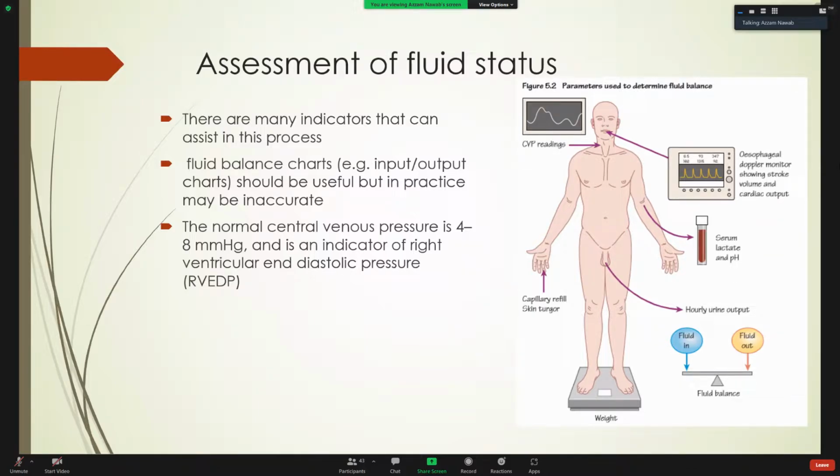The normal central venous pressure is measured with a catheter. We insert it directly in the internal jugular vein, and we advance the catheter up to the superior vena cava. We measure by direct manometry, usually the reading is from 4 to 8 millimeters of mercury, and it gives an indicator of the right ventricular diastolic pressure.